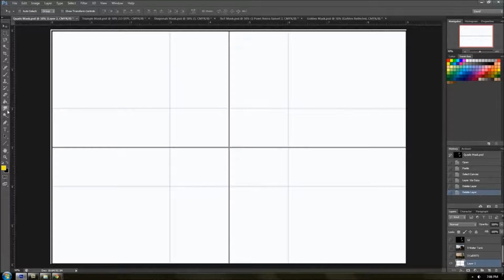Hi everybody. You've probably heard of the rule of thirds, but have you ever tried to frame an image using quadrants? Quadrants are used if you want to create an unbalanced image. You can see here that there is a quadrant mask in dark gray, and you can probably see a rule of thirds grid in light gray.